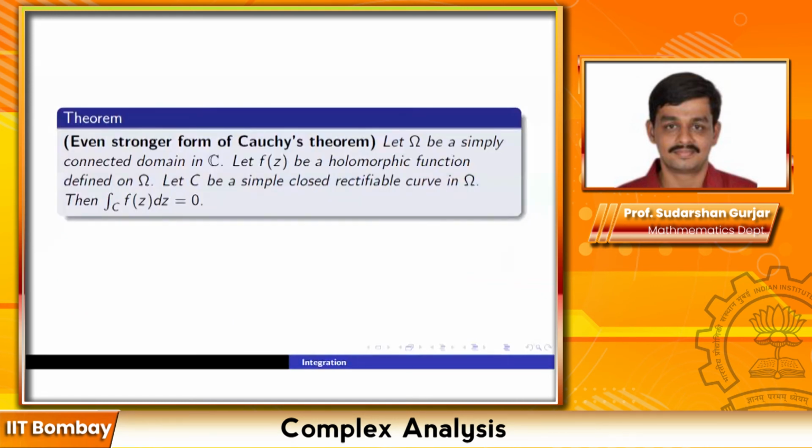So this is the even stronger form of Cauchy's theorem. Let omega be a simply connected domain in C, f(z) a holomorphic function defined on omega, and let C be a simple closed rectifiable curve in omega. Then the integral of f(z) dz along C is equal to 0. This is an even stronger form of Cauchy's theorem. This is still not the most general form. There are stronger versions, but we won't go into that.